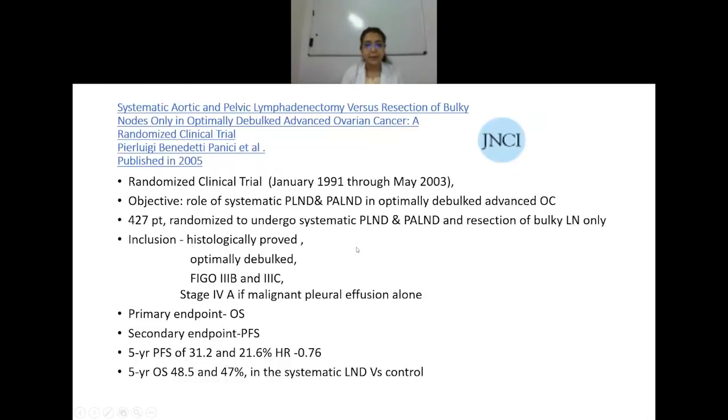Another study was done by Panisi et al. and was published in 2005. The study was carried out from 1991 to 2003.